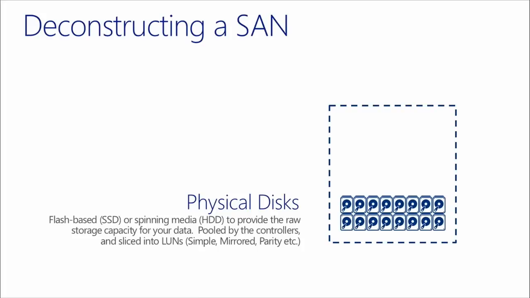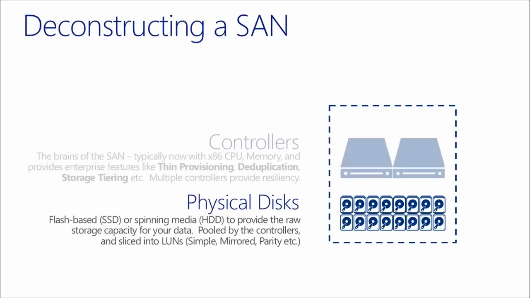But what about if we think about exploding a SAN? It may not be something you've done in your environment. It may be something that's happened unnaturally. But if we deconstructed that SAN and ripped the lid off that particular SAN and had a look inside, what are we likely to find? Disks, maybe hard disk drives, SSDs, maybe a mix. And these are typically providing the raw capacity, and they're pooled by the controllers within that environment.